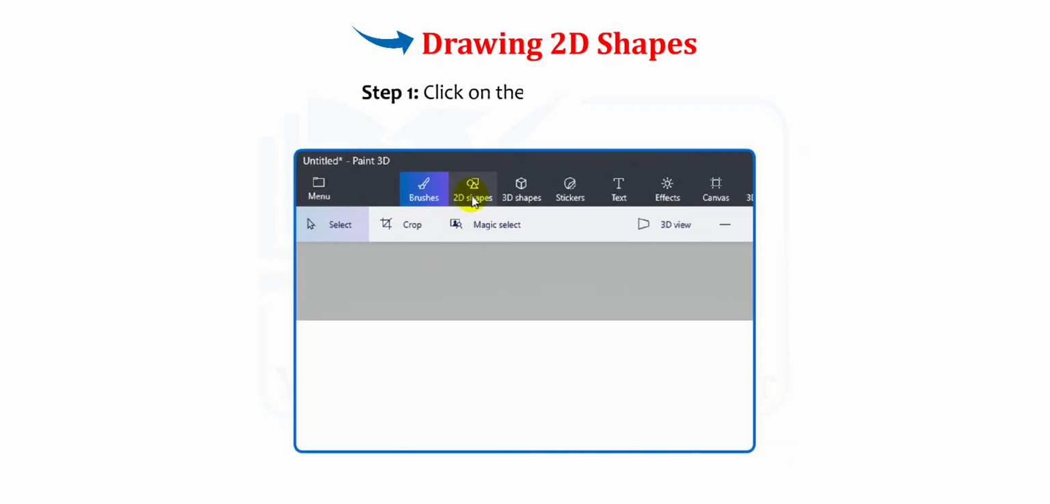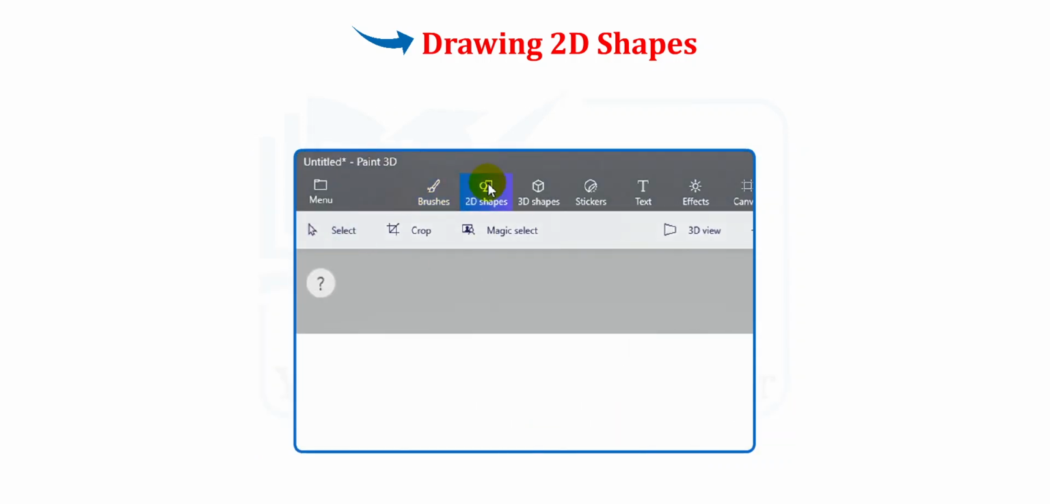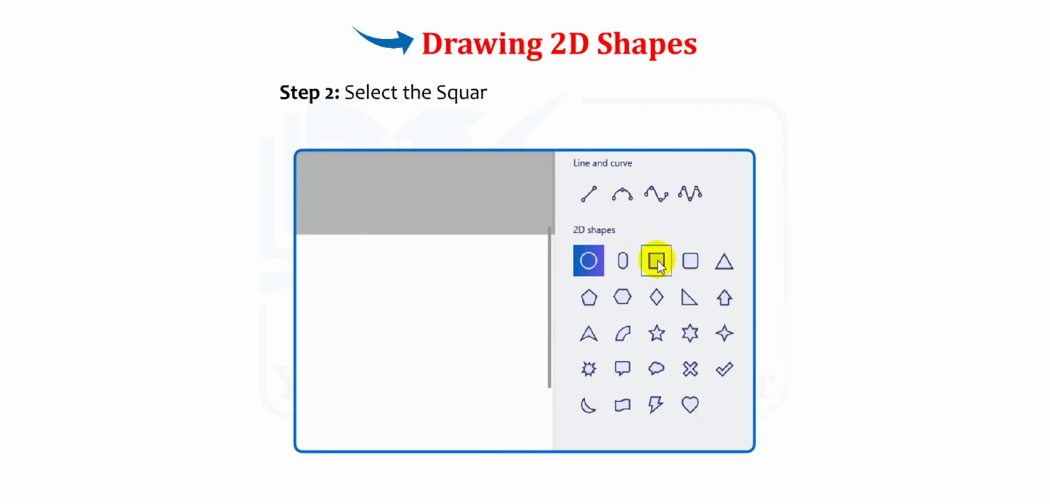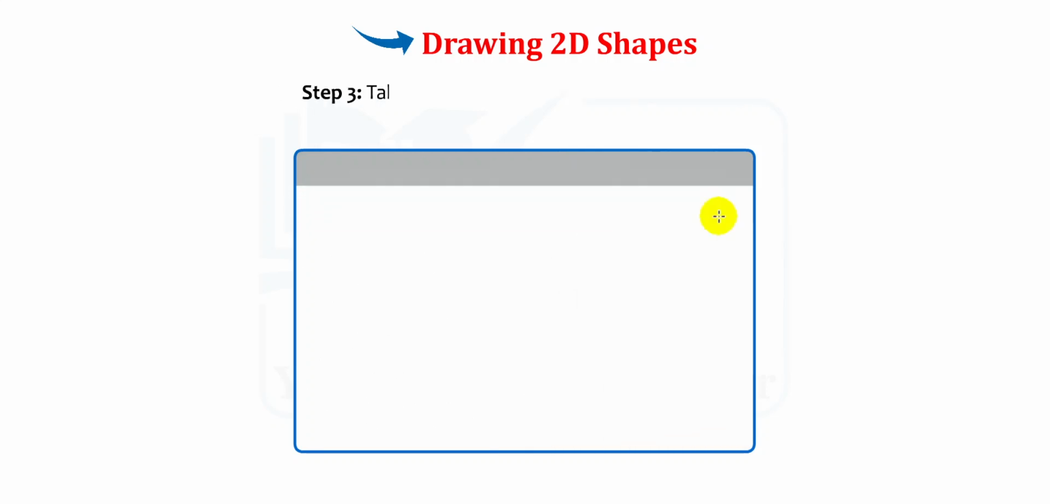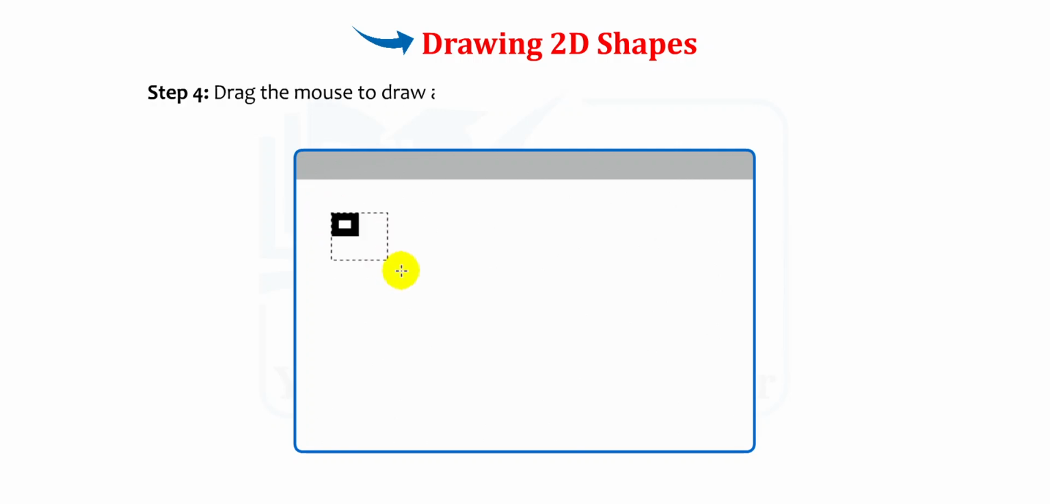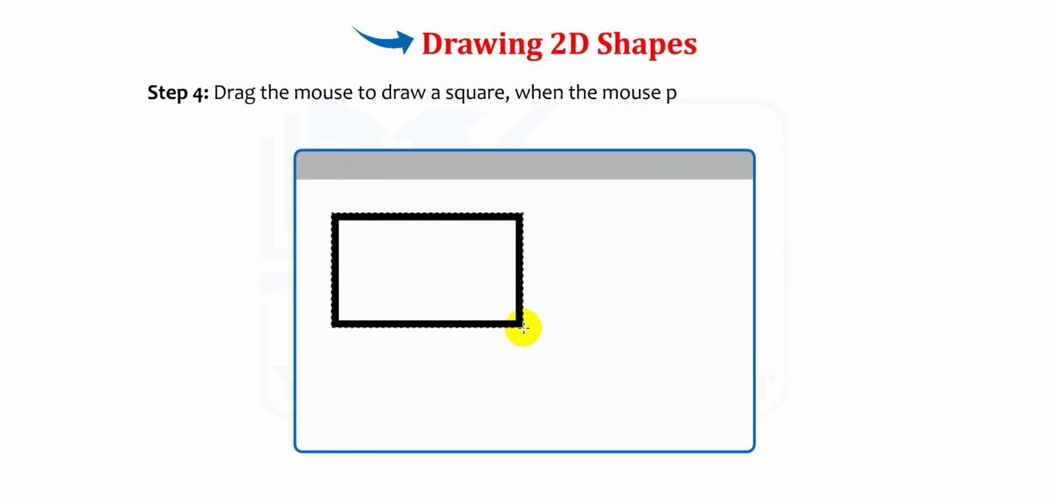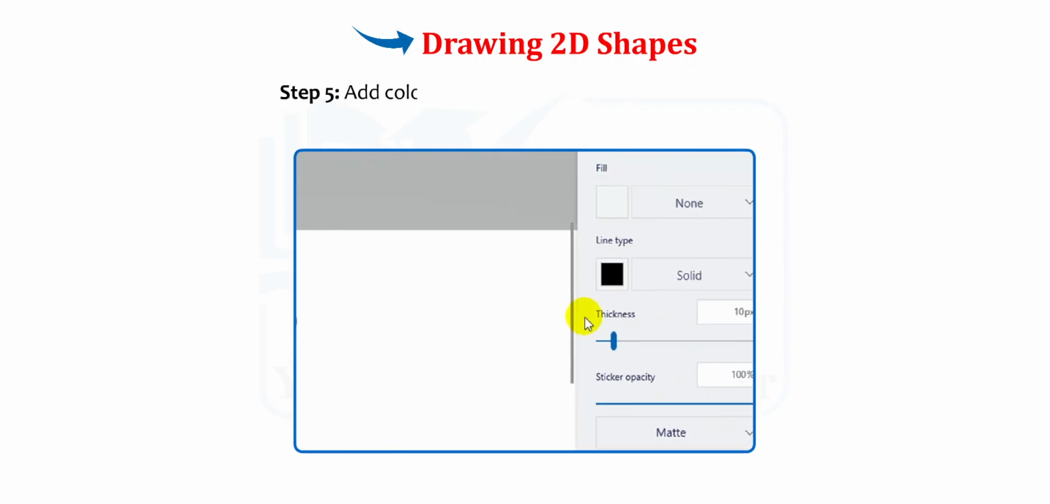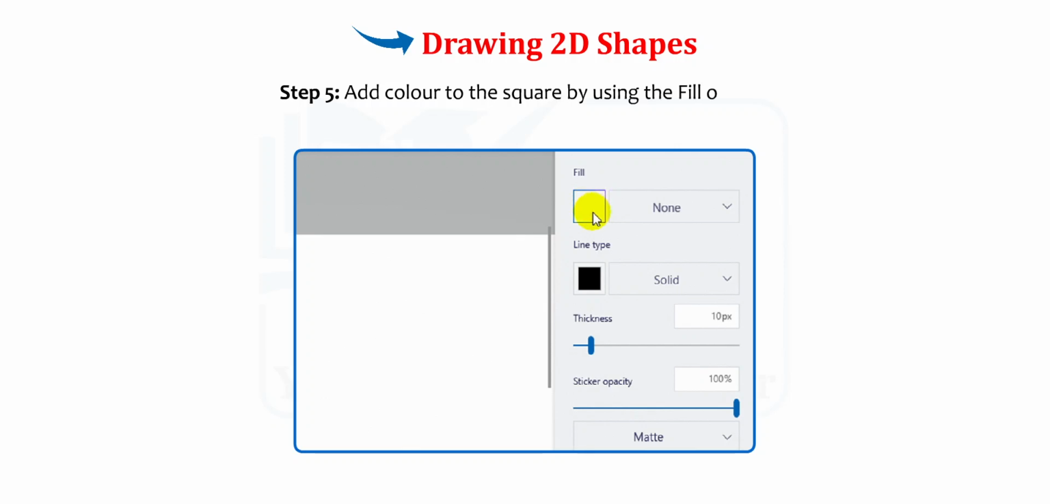Step 1. Click on the 2D shapes option. Step 2. Select the square tool from the given 2D shapes. Step 3. Take the mouse pointer on the canvas area. Step 4. Drag the mouse to draw a square when the mouse pointer changes to plus sign. Step 5. Add color to the square by using the fill option.